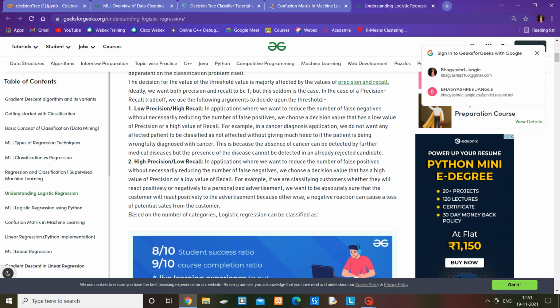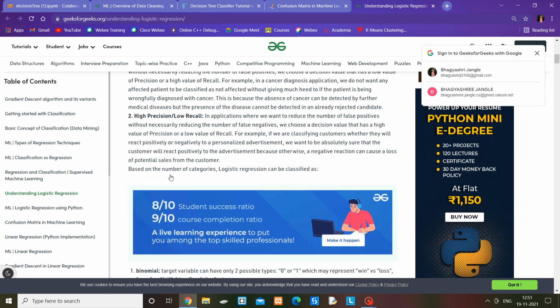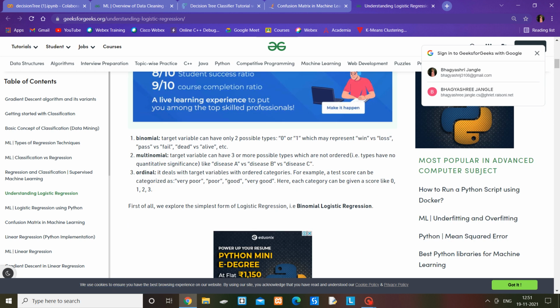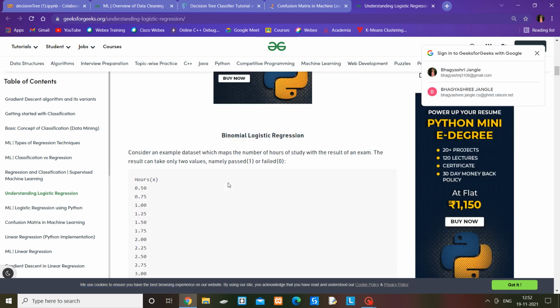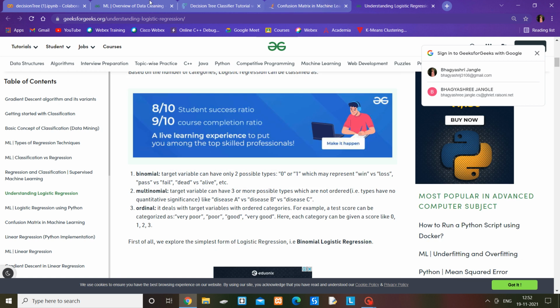Here are some threshold values: low precision with high recall, then high precision with low recall. Binomial means it contains two possible types, that is 0 and 1. Multinomial means it can contain three or more possible types. Ordinal means the target has ordered categories. So these are the concepts of logistic regression.